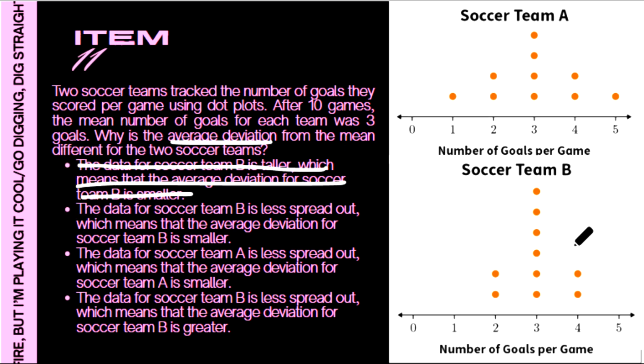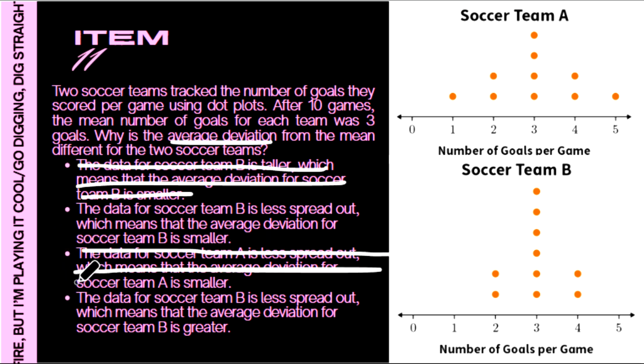The data for soccer team B is less spread out. That is true, which means that the average deviation for soccer team B is smaller. That would also be a true statement. Let's keep reading and see if there's one that's more accurate. The data for soccer team A is less spread out. No, it's more spread out. That's gone. The data for soccer team B is less spread out. Yes, which means that the average deviation for soccer team B is greater. No, that makes no sense.